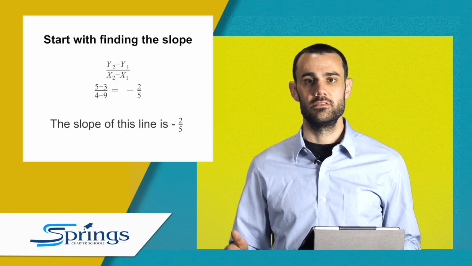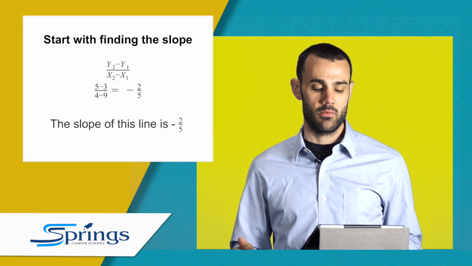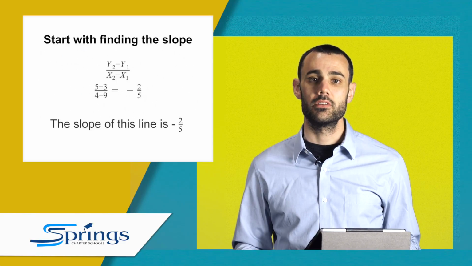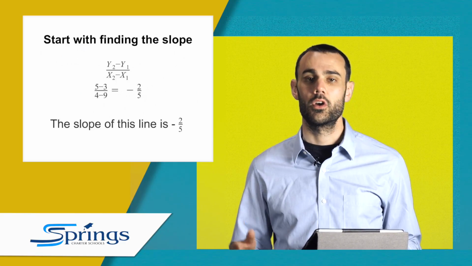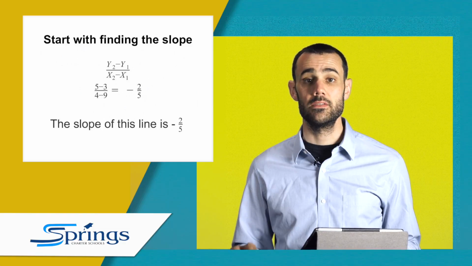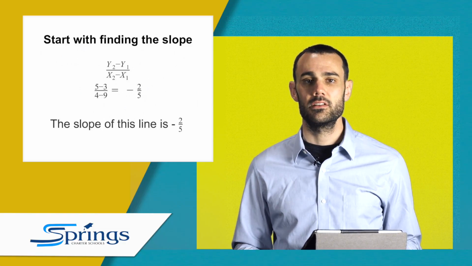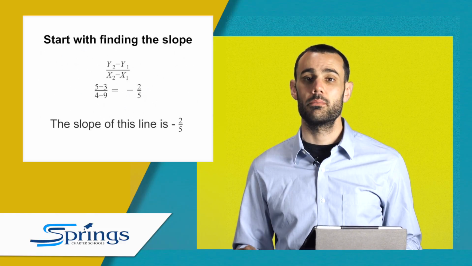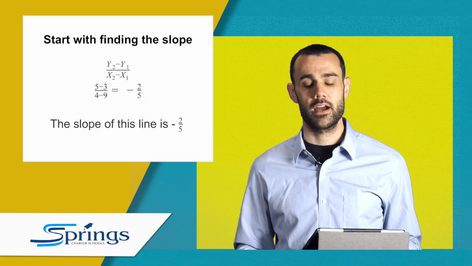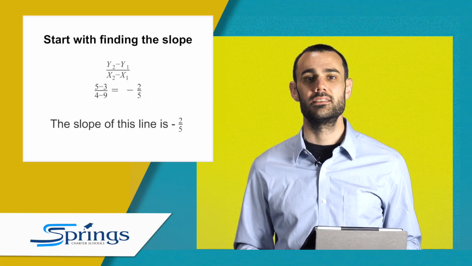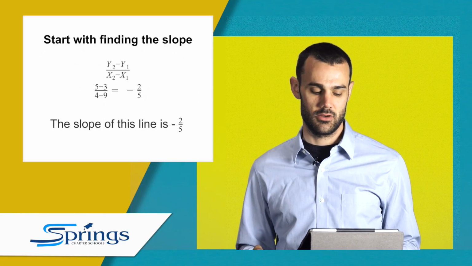First thing we need to do is start with finding our slope. We're going to use the slope formula of y2 minus y1 over x2 minus x1. We're going to insert the coordinates that were given to us in the original problem and solve for our slope. So it's set up like 5 minus 3 over 4 minus 9. And when we reduce this fraction, we get a negative slope of 2 over 5, or we could say negative 2/5 is our slope.